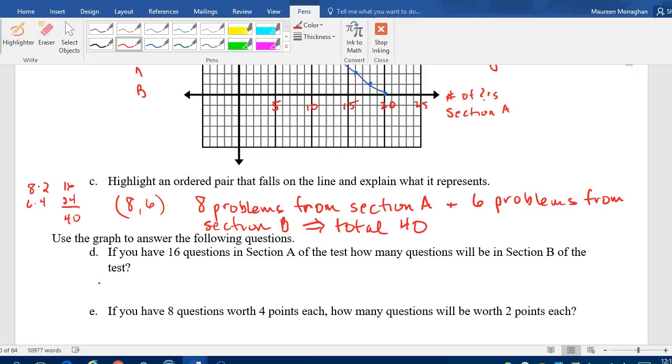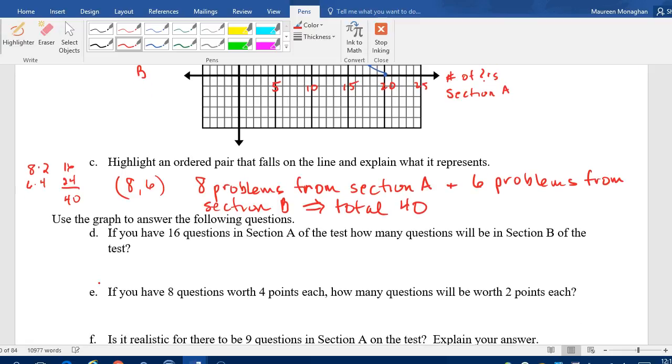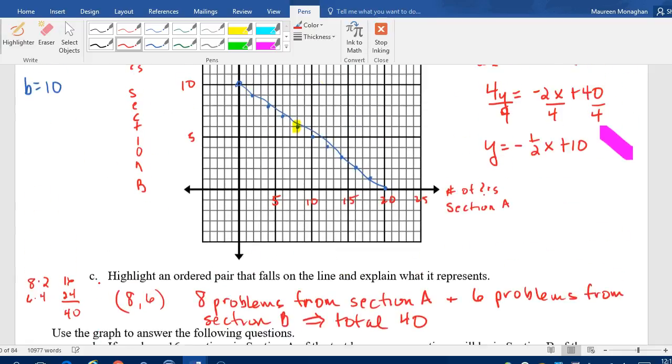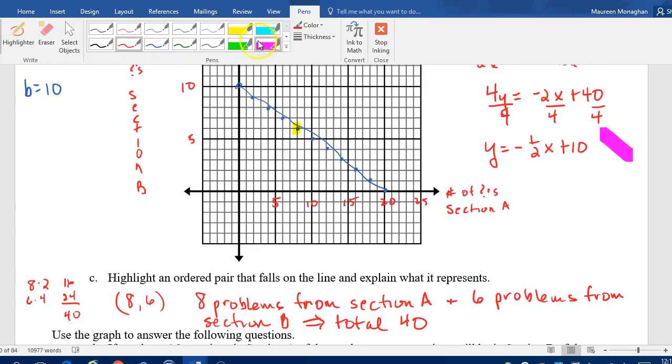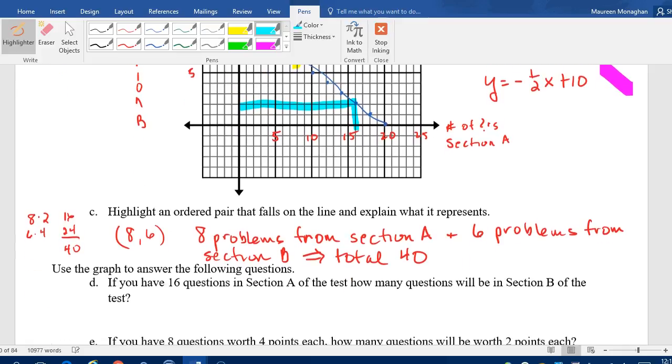If you have 16 questions in A, how many would be in B? Okay, 16 in A. Let's see if we can find those. 16 is here. How many in B? Right there. So that would go over, and it looks like I would have 2. There would be 2 problems from B, because that is the coordinate. It's 16, 2, because you want to name the point, okay?